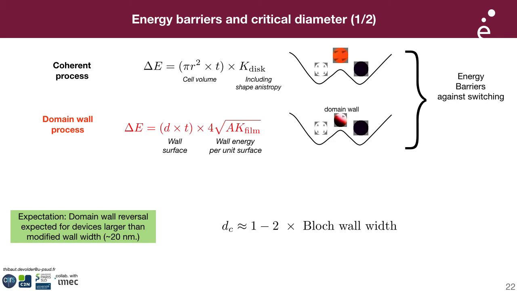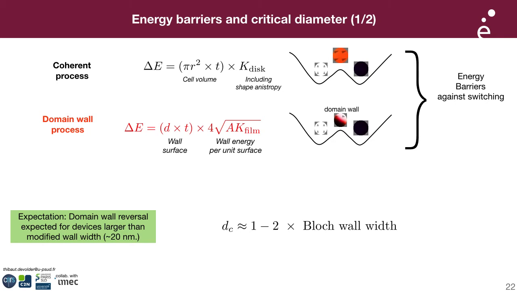So the size at which we have a uniform reversal or a domain wall based reversal can be deduced from energy considerations. Because if you compare the energy barrier for uniform magnetization reversal, then the highest energy state during the reversal is when you have the magnetization in the plane.